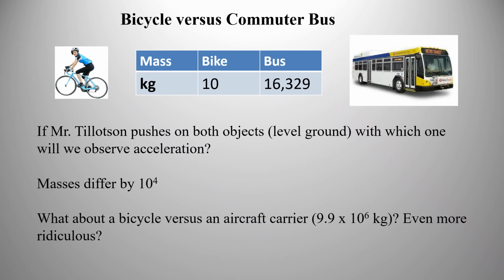And so, what about a bicycle versus an aircraft carrier? That's even more ridiculous. If I can't get a bus to move at an acceleration you would quantify at a number greater than zero, I'm definitely not going to cause an aircraft carrier to move if I shove on it with the same force. And so that example is even more ridiculous. But that's what we're dealing with, this magnitude of almost 10 to the 7th difference.